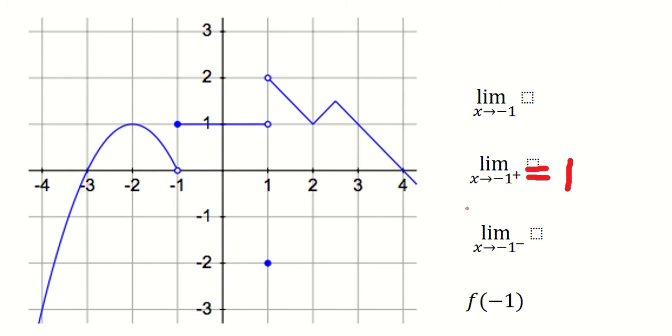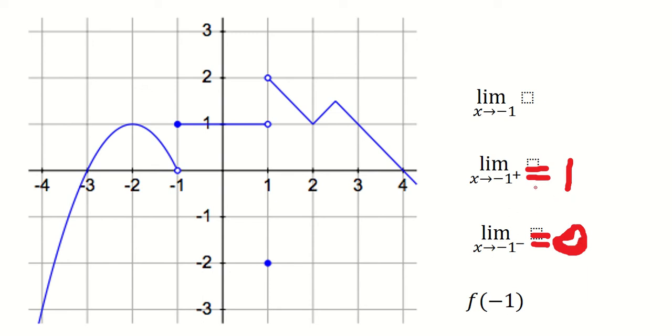Now let's do the exact same thing, but let's do it from the left. So if you start over here and you move, we get right here. Okay, now we're at x equals -1, but where are we at? We're at y equals 0. So this is actually equal to 0.